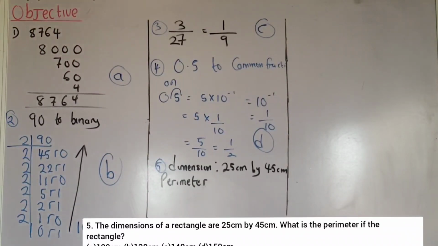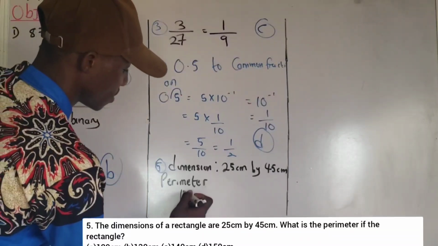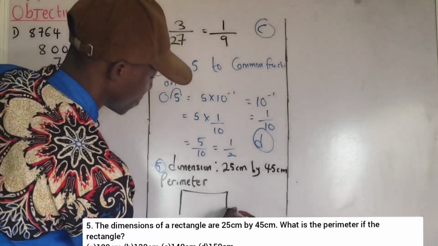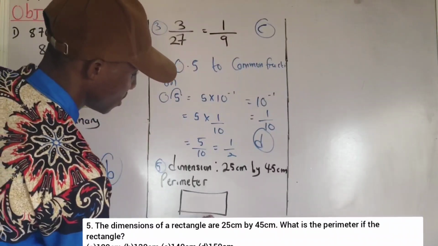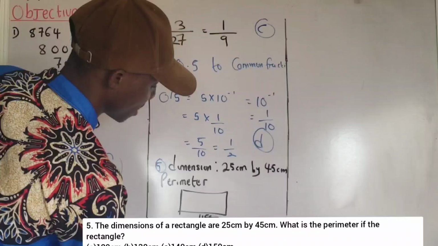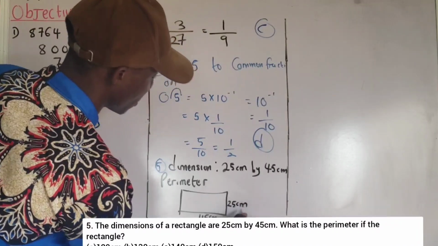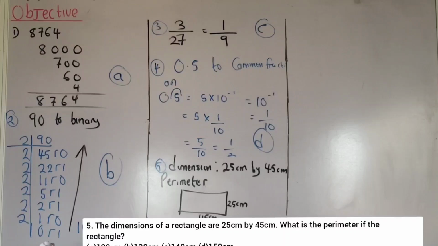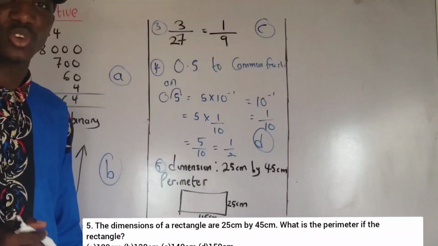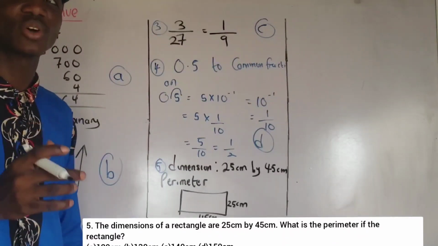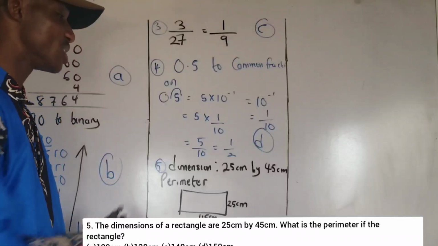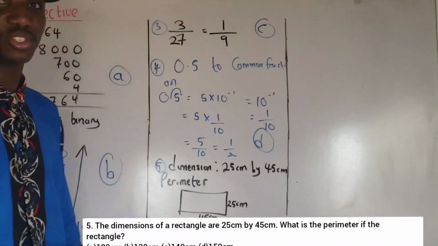Dimensions in the rectangle, we always have length and breadth. Hope you know that. Okay, so let's draw the rectangle. 45 centimeter, and this will be 25 centimeter. Now, the dimensions are the breadth and length of the rectangle, you understand?